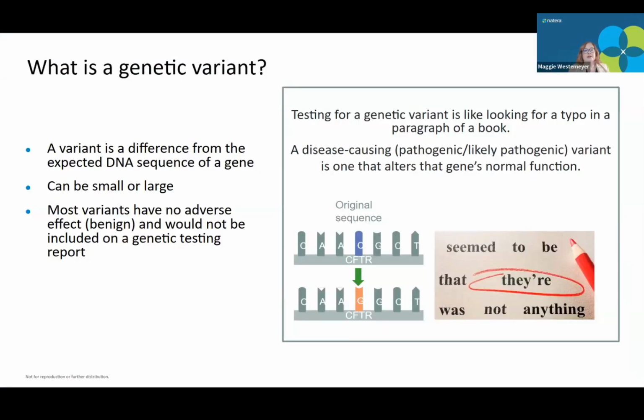So what's a variant? A variant is just a difference in the DNA sequence, which can be large or small, from a change in a single nucleotide to a deletion or duplication of a gene or many genes in a larger genomic region. We know that most variants have no adverse effect, and we also know that disease-causing variants are ones that alter the normal function of the gene or genes in which they occur.